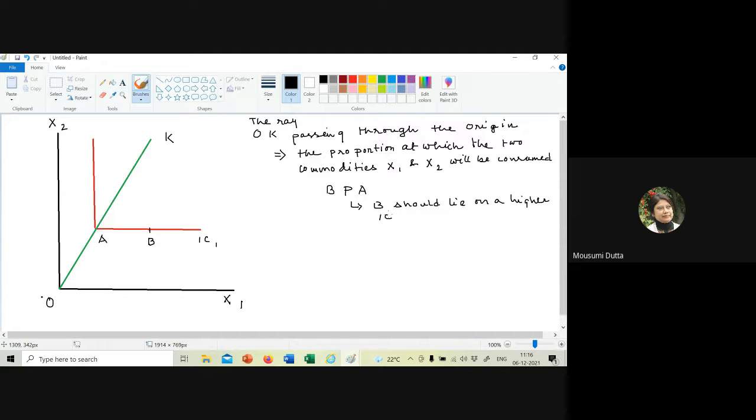However, here that is not happening. Both A and B are lying on the same indifference curve. In this particular case, though B consists of more of the commodity X1 and the same amount of X2, we are finding that B lies on the same indifference curve. Why? Because given this particular amount of X2, this AB amount of additional X1 remains redundant to the consumer.